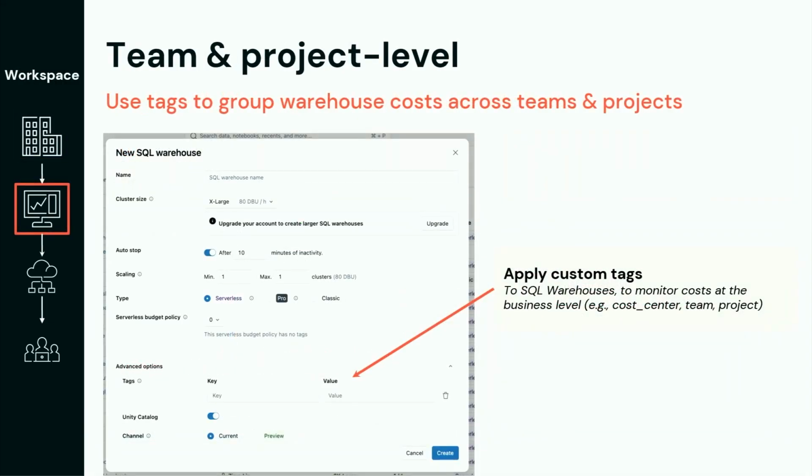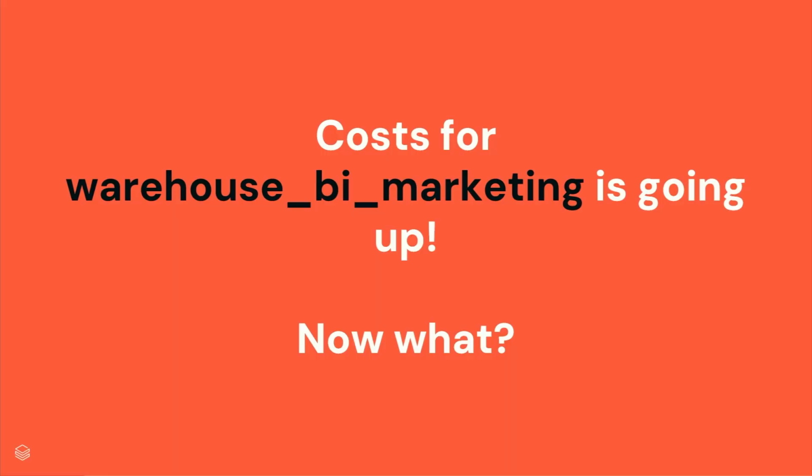Covering the basics here, hopefully all of you know this, but the best practice for cost governance is to apply custom tags to your warehouses. For example, if the marketing team has 4 warehouses, tag these warehouses with key team and value marketing. Then these tags will propagate to the system table and the dashboard that we just covered, and you'll be able to monitor all those costs together, so you can do things like showbacks, chargebacks, or just understand how each team's costs are trending over time. So now you've identified that the cost of this specific warehouse is going up. Are we done?